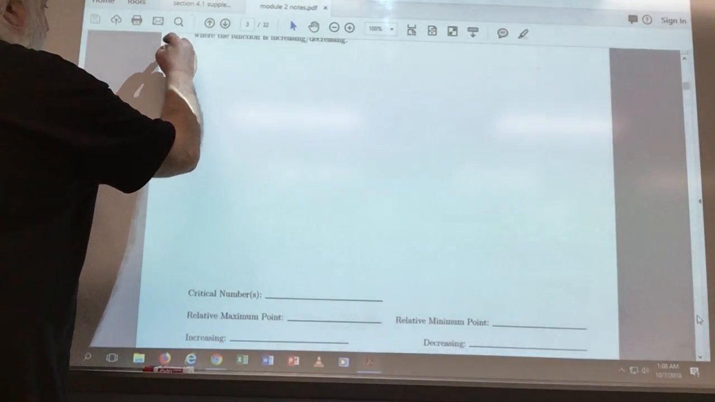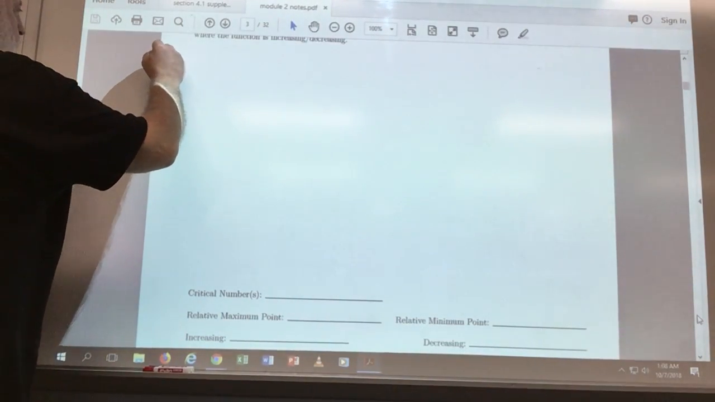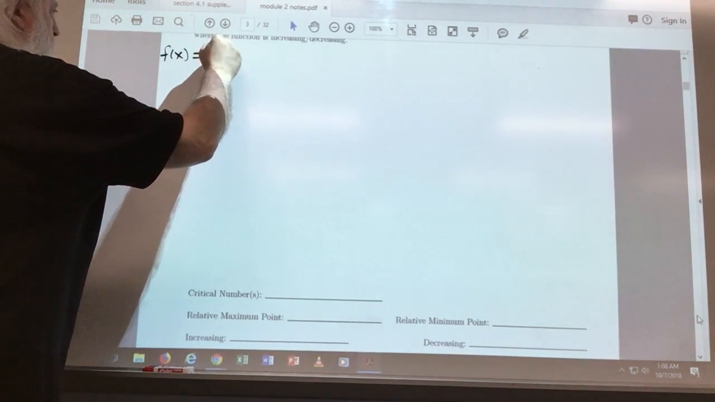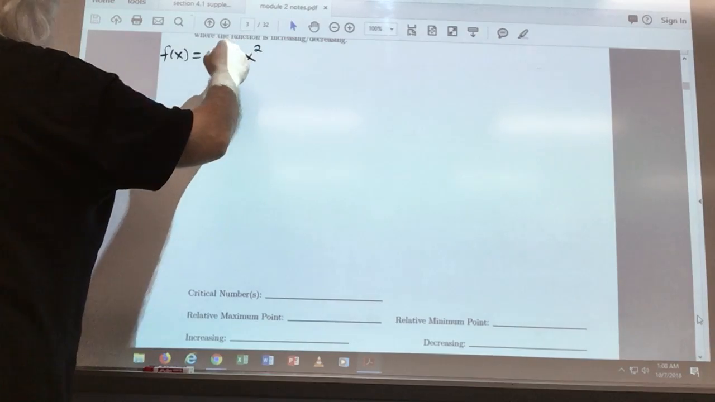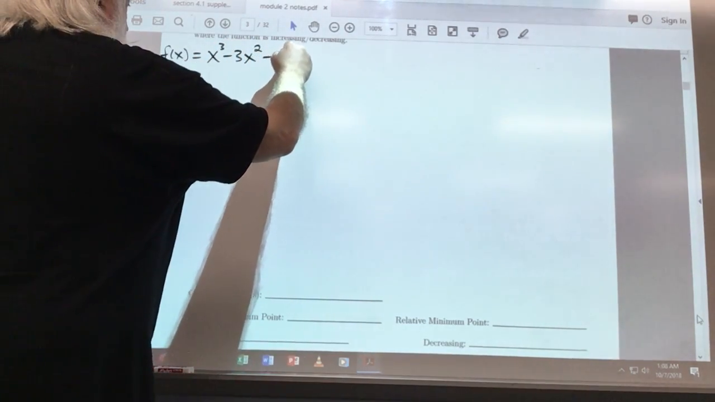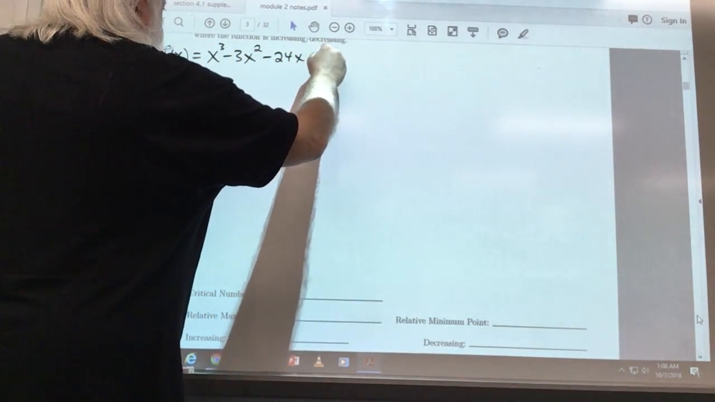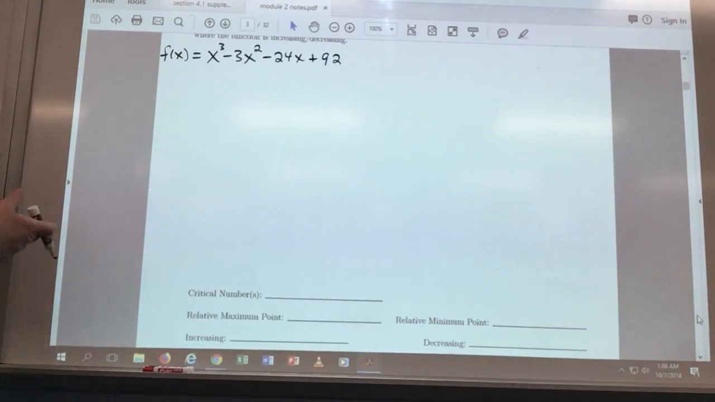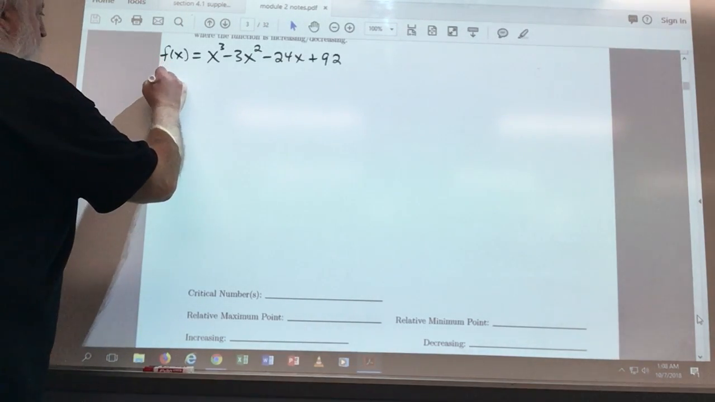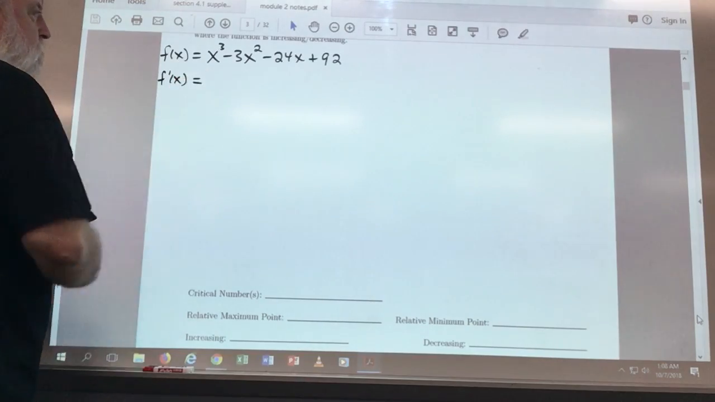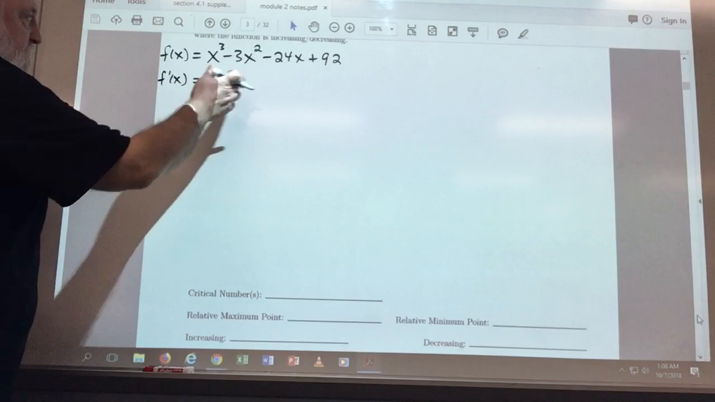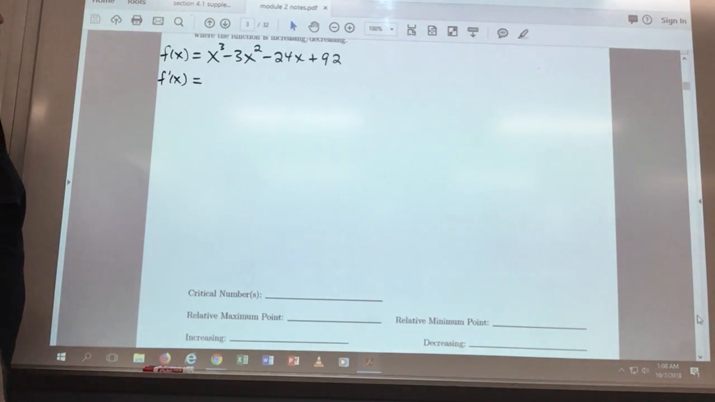So our function is f of x equal to x cubed minus 3x squared minus 24x plus 92. To find the critical numbers, we have to differentiate the function and set it equal to 0. So f prime of x, right? This is a polynomial of degree 3. Use the sum and difference rule, differentiate term by term.